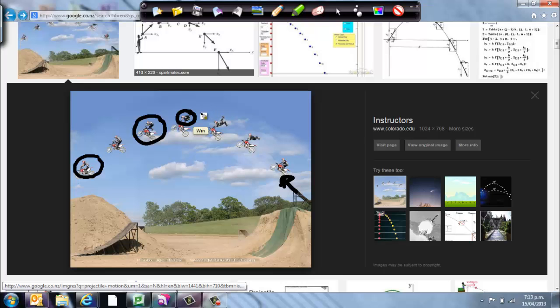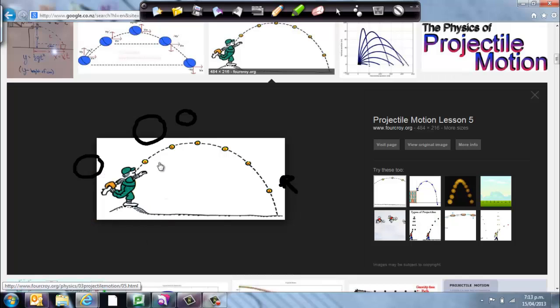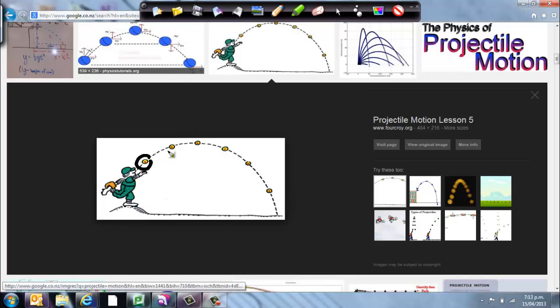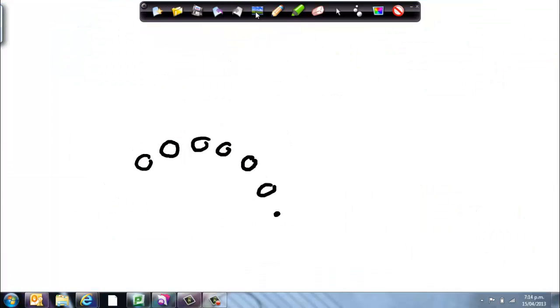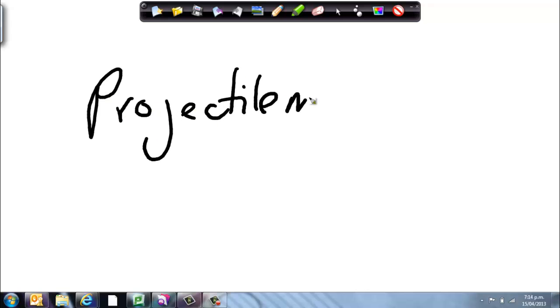Now it could also be a ball as well. So just as we have here, we have the little cartoon throwing the ball into the air. As soon as it hits the air, it becomes a projectile. As soon as it hits the ground, it is no longer classed as a projectile. So what we're looking at today is the projectile motion.